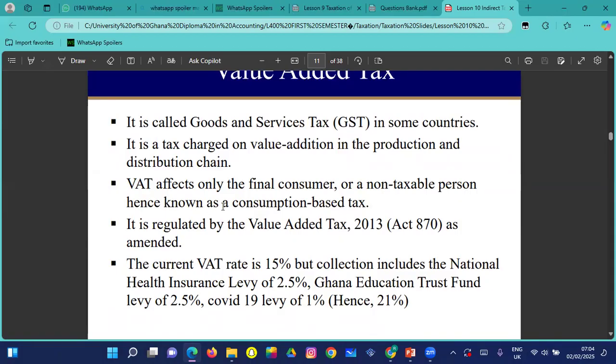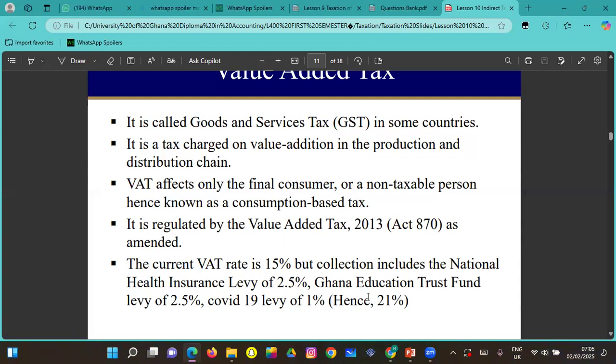VAT affects only the final consumer or a non-taxable person, hence it is known as consumption-based. It is regulated by the Value Added Tax Act 2013, Act 870 as amended. So the current VAT rate is 15%, but collection includes the National Health Insurance Levy 2.5%, the GETFund Levy 2.5%, and the COVID-19 levy 1%, hence making everything 21%.